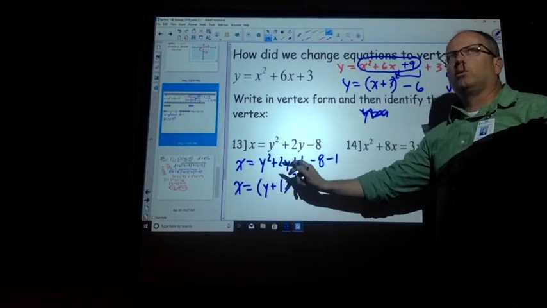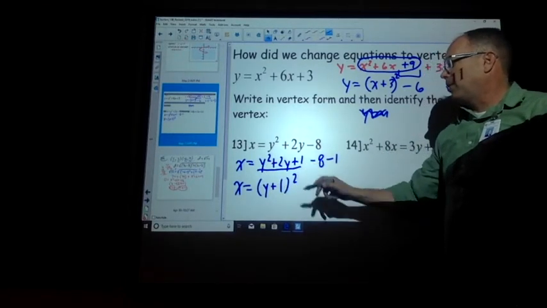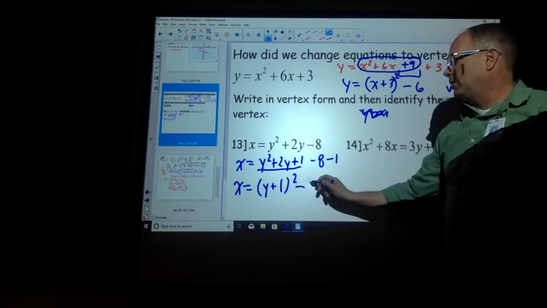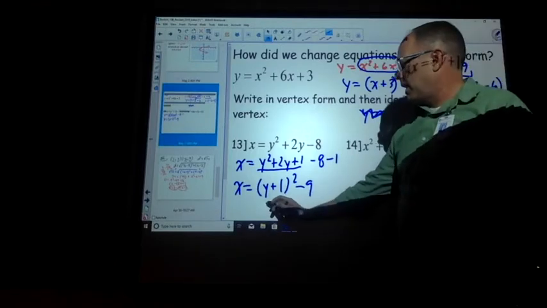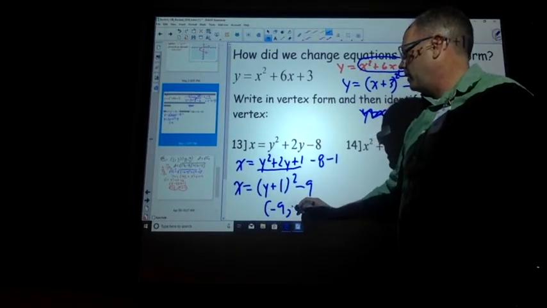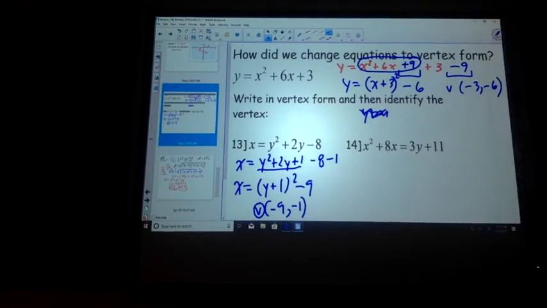So if I took y plus 1 times y plus 1, FOIL it out or double distribute it, I would get this. That's my perfect squared trinomial. And then I get minus 9. Right then and there, I put it into vertex form. So this would give me a vertex at -9, comma, -1 would be the vertex. Remember, we have to think backwards when it's x equals.